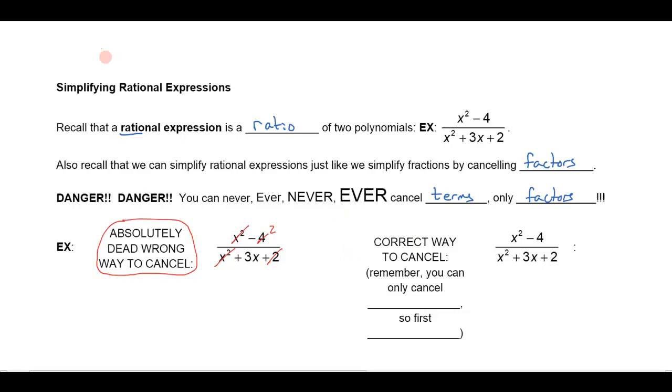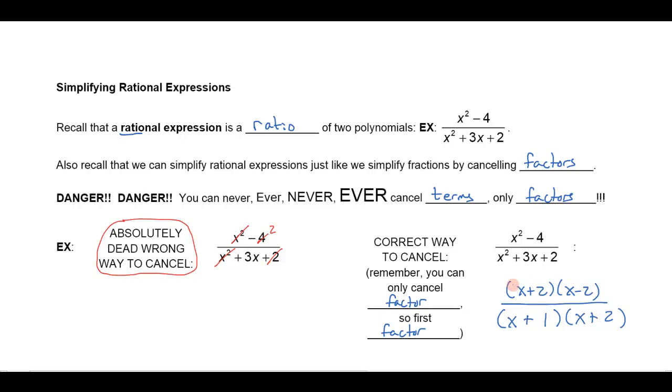The correct way to cancel is to remember that you can only cancel factors, and so what you first need are some factors. So factor this expression. So if I write this as x plus 2 times x minus 2, so factor the numerator as the difference of squares, and then that denominator also factors as two binomials. I'm going to have an x and an x to get the x squared, and a 2 and a 1 will multiply to give me 2, and if I make these both plus, the outers and the inners from the FOIL method will give me the 3x in the middle.